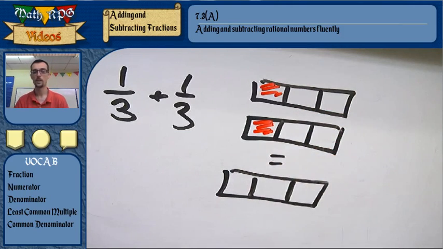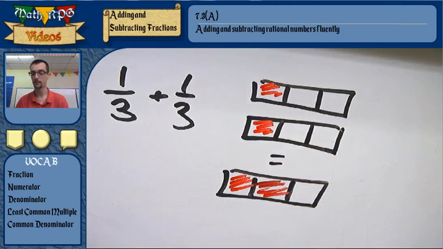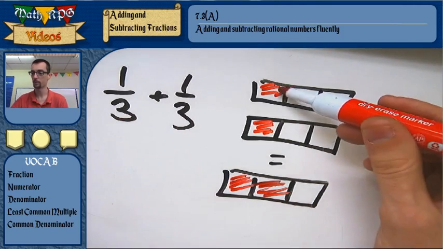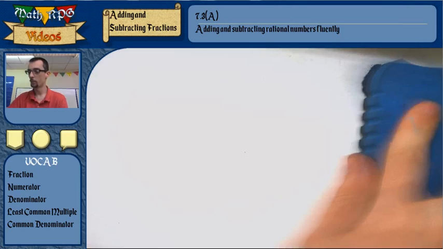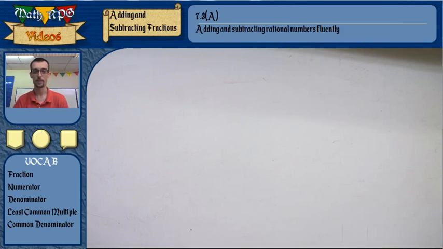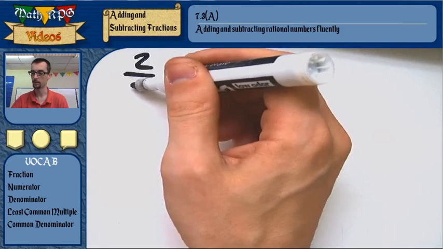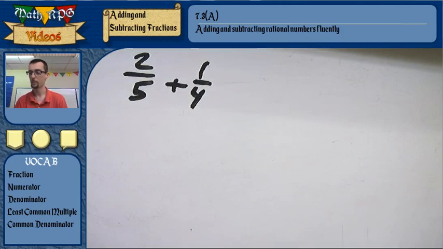That's pretty simple. So if by chance your two fractions already have the same denominator, it's really easy to add two fractions together. 1/3 plus another 1/3 is 2/3. You just add the numerators and keep the denominator the same. What if your fractions don't have the same denominator? What if they are like, let's say, 2/5 plus 1/4? What can you do then? That would look something like this.